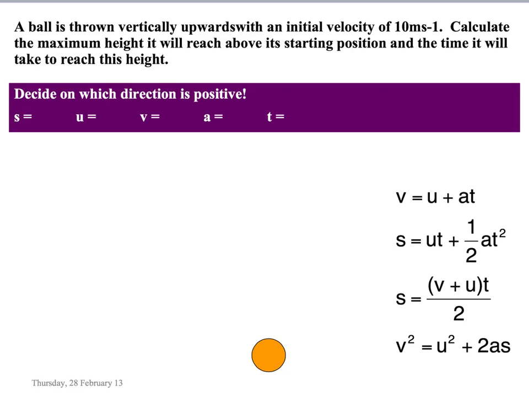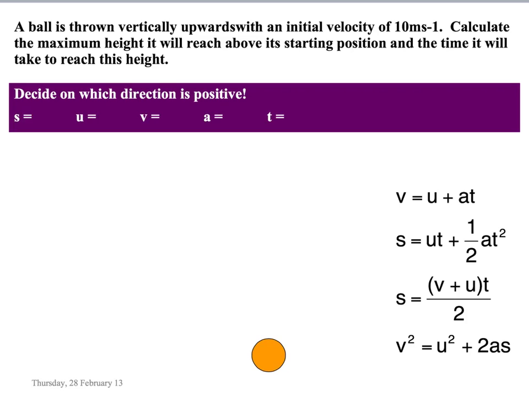So what information are we given? Well, the first bit of information that we need to work out is the maximum height that it's going to be reaching. So we need to find out what S is. And we also need to find out how long it would take to reach this height. So we need to find out T. So S and T we are not going to be given. So what are we actually given? Well, the starting velocity is 10 meters per second.